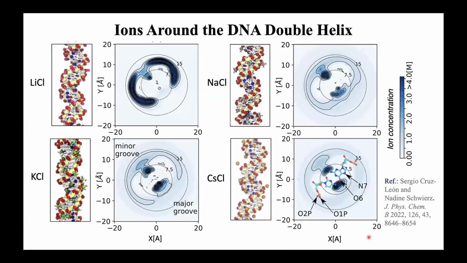Regarding the ordering of ions around DNA, there is another example based on MD simulation results for a DNA system with various ions.